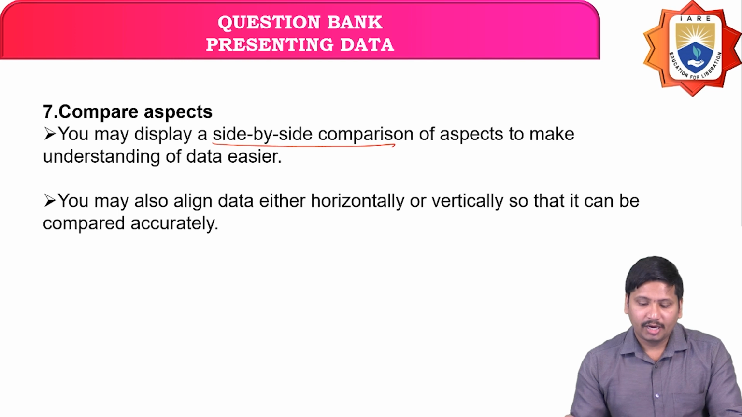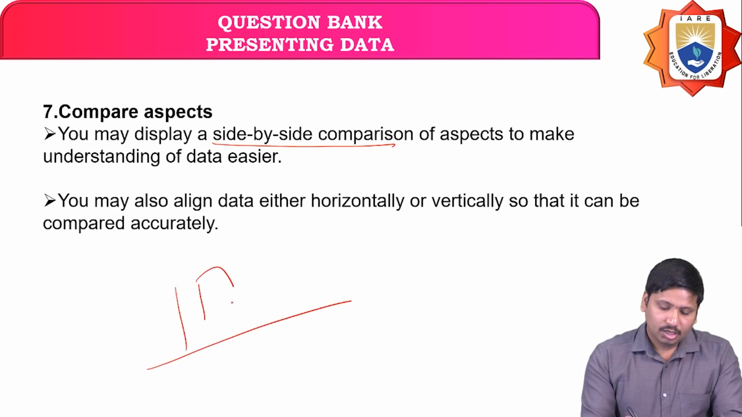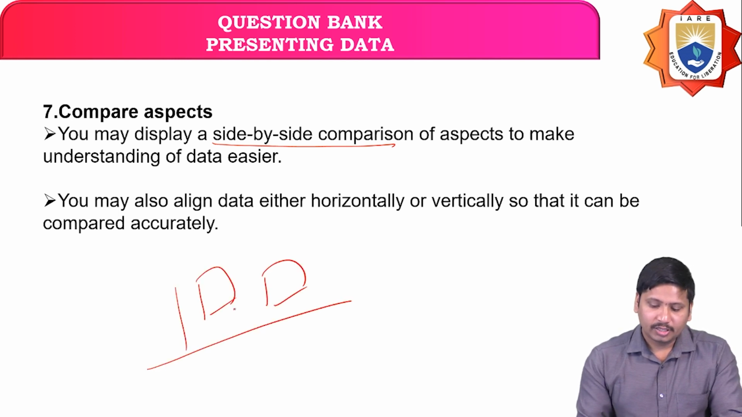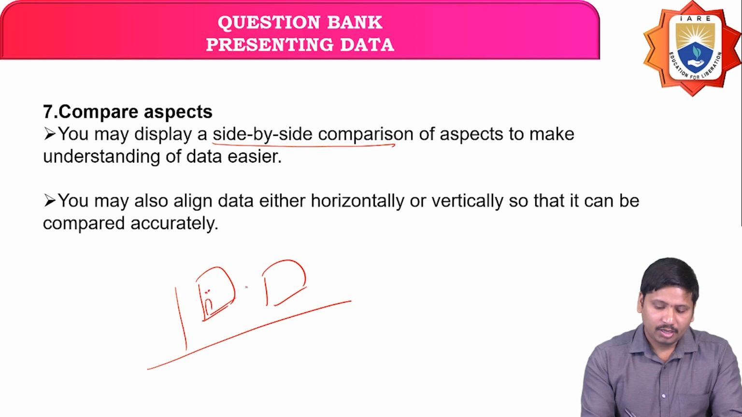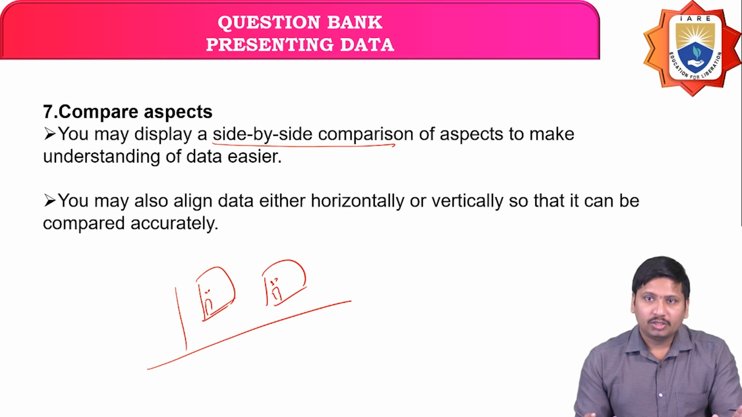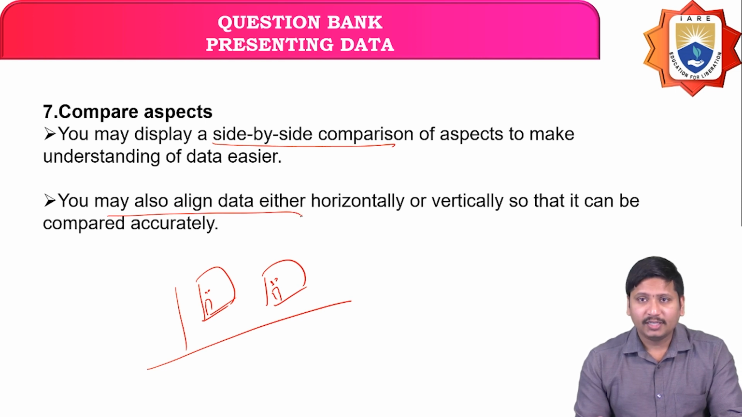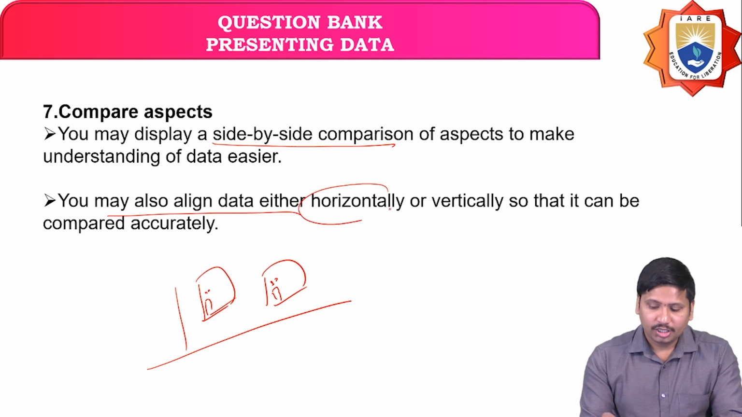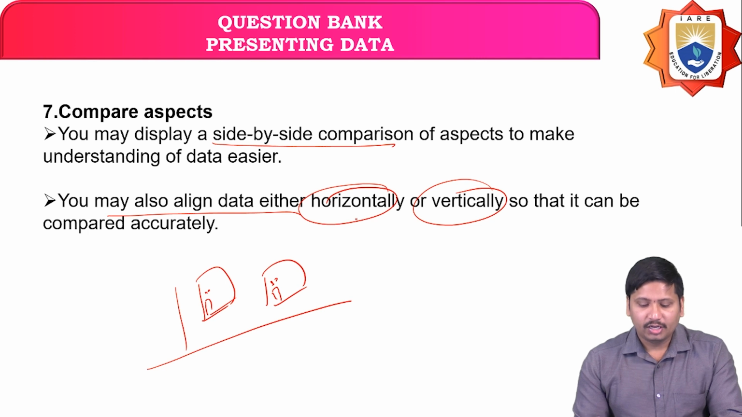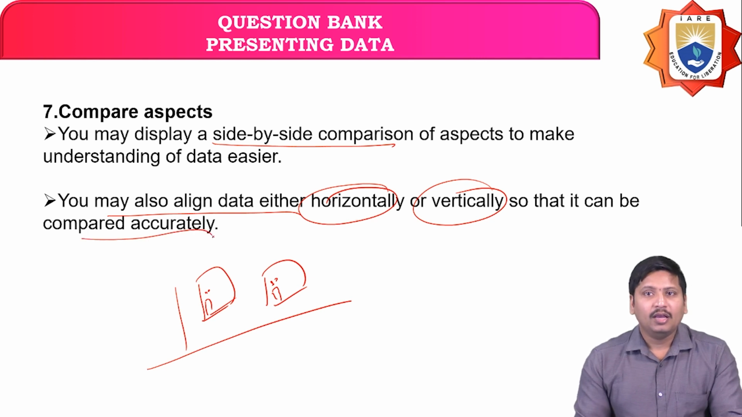What is the comparison you have to do? The comparison is going to be placed side by side, so that the comparison looks good, is understood very easily by the audience, and the data is also very clear. You may align the data either horizontally or vertically, so that it can be compared accurately.